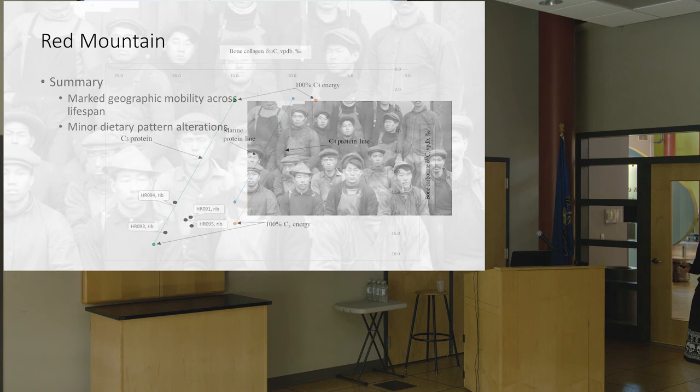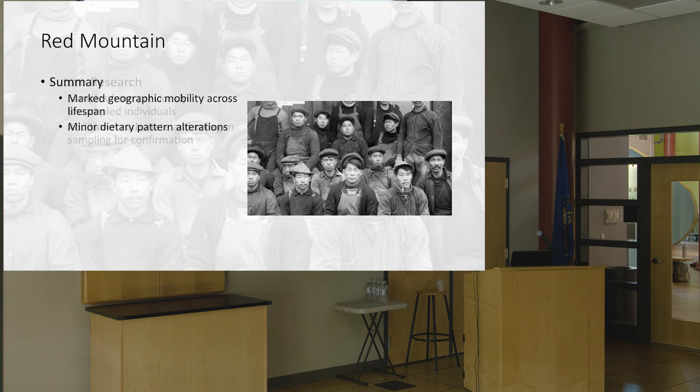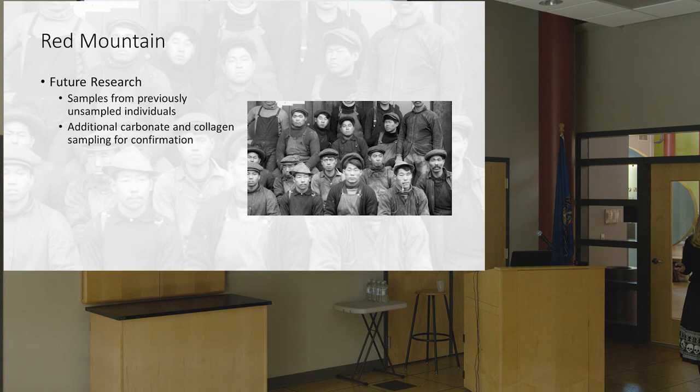So, summary: marked geographic mobility across the lifespan with minor dietary pattern alterations. Future research: I'd like to sample the guys that I couldn't get sampled because they were too hard. Now that I have proper cutting tools, I can go back and resample those. And additional carbonate and collagen sampling for confirmation of what we've already assumed.